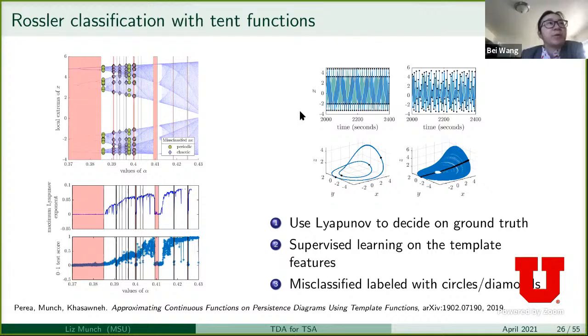Liz, I have a quick question. I'm trying to understand this plot. Does a circle mean classified well, and the pink diamond means they're not classified well? No, those are misclassified.